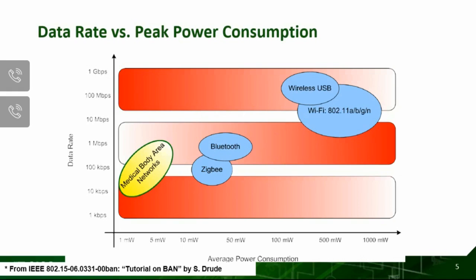What we need in healthcare and the medical field is a data rate of no more than 1 megabit per second and power consumption strictly less than 1 milliwatt, preferably less than 1 milliwatt, and definitely not over several milliwatts. If you look at that, you will see that this field is still uncovered. This is what we are trying to solve and provide a solution for.